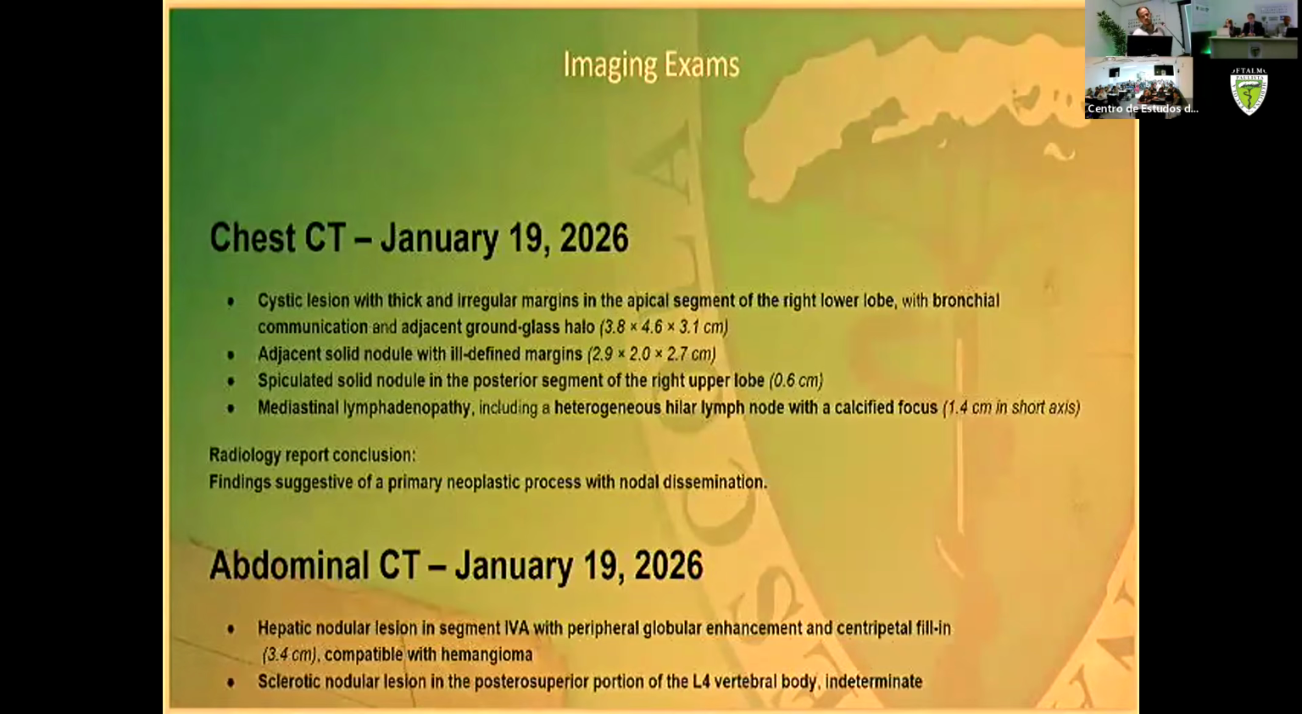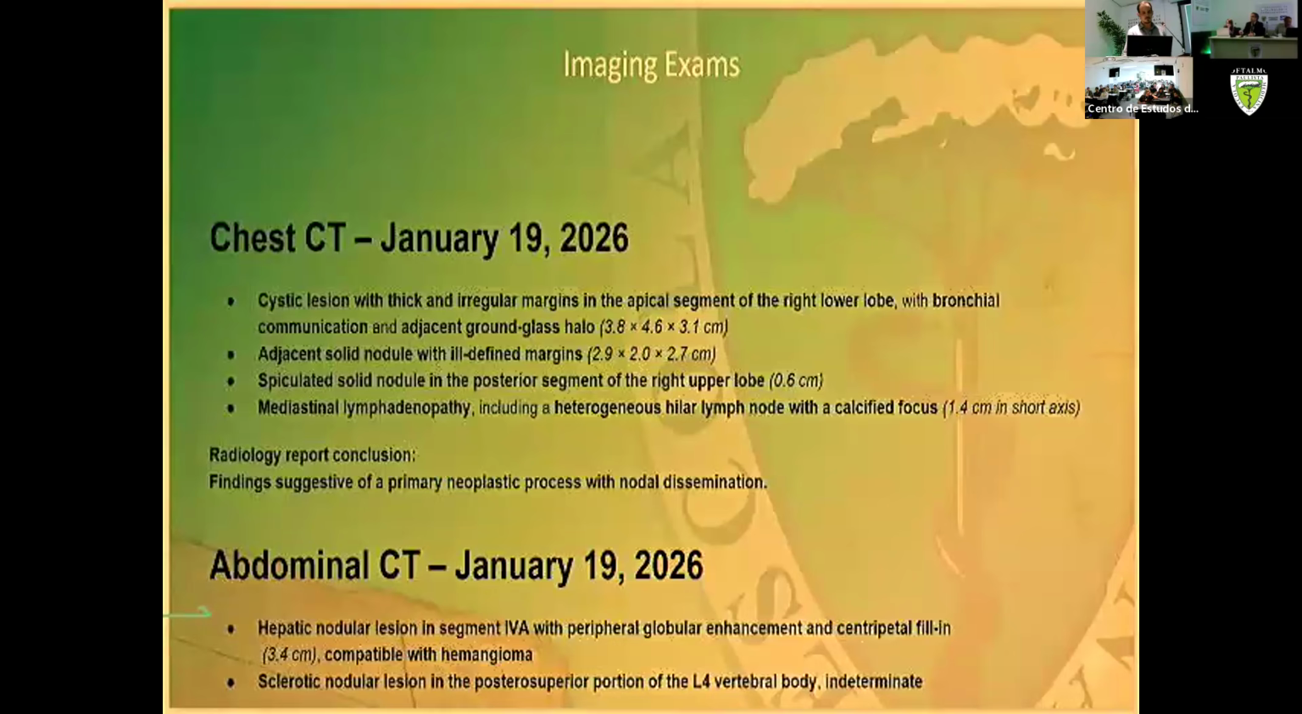We also took chest CT and abdominal CT. The patient had no alterations in the physical examination of the chest and abdomen. But we found a cystic lesion with thick and regular margins at the right lower lobe of the lung. We also found an adjacent solid nodule with well-defined margins, a spiculated solid nodule of the posterior segment of the right upper lobe. And there was also mediastinal lymphadenopathy.